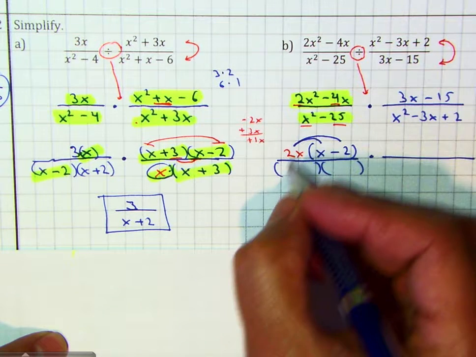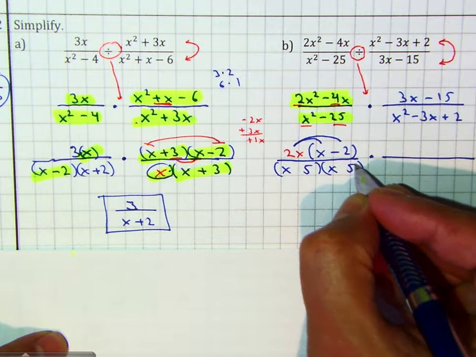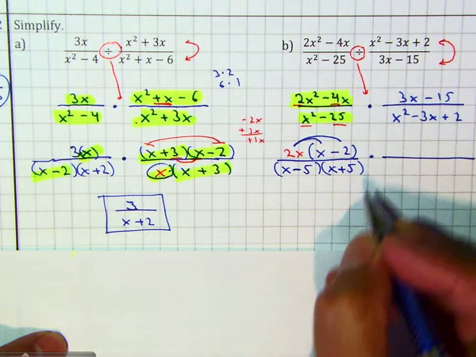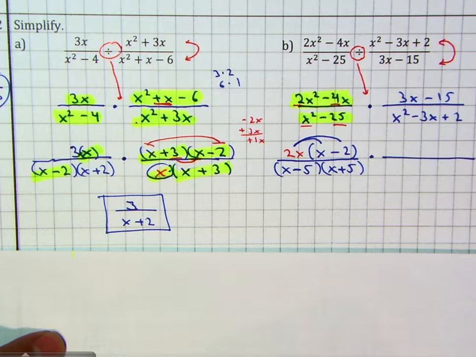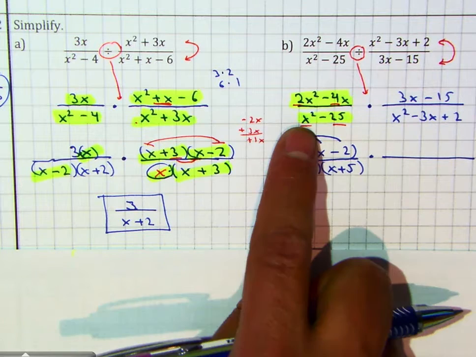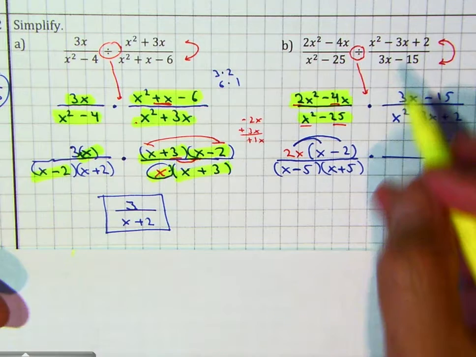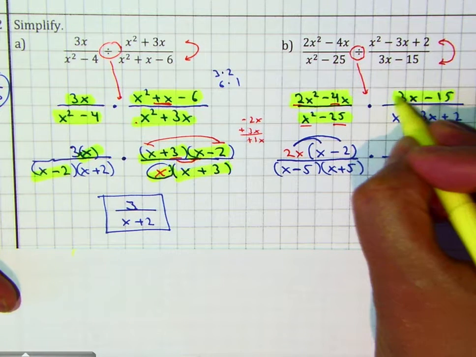Factors of x squared will give me x and x. Factors of 25 will give me 5 and 5. One negative and one positive. So you should be able to recognize your difference of two squares when they both are squares and there's a minus in between. Now the next binomial, 3x minus 15, what can I factor out?